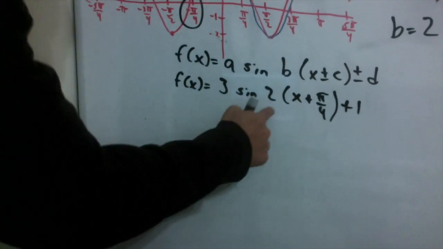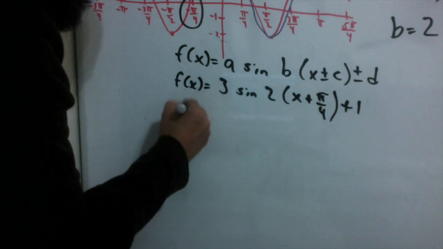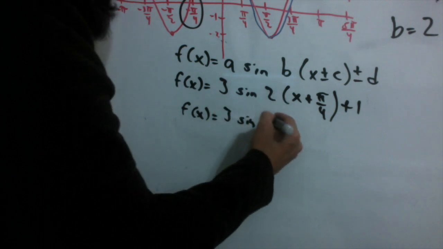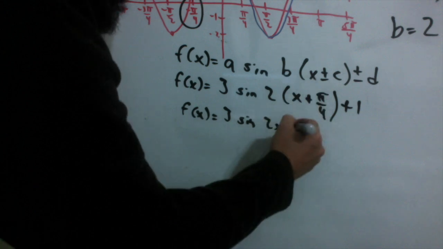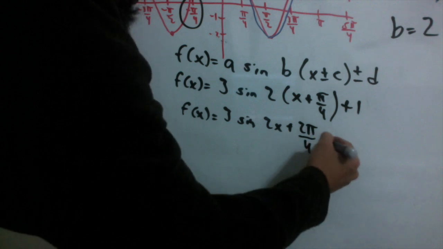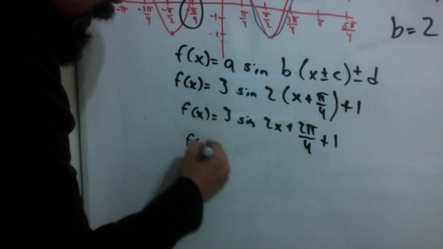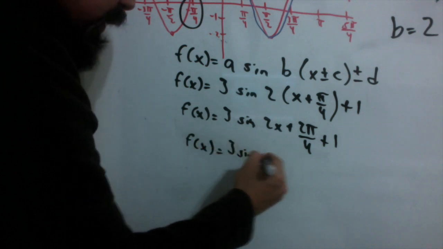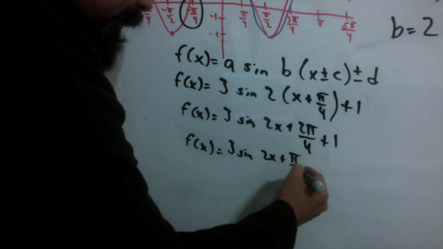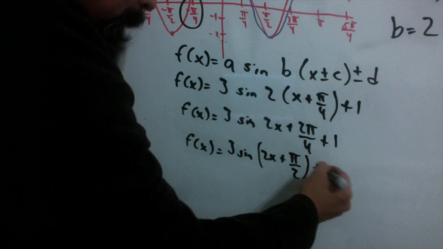Okay, and the last step, we want to do the distributive property with the number 2. So f(x) equals 3 sine of 2x, 2 times x, and then 2 times pi over 4, plus 1. And then we're going to simplify the 2 pi over 4. And that is 3 sine of (2x plus pi over 2) plus 1.